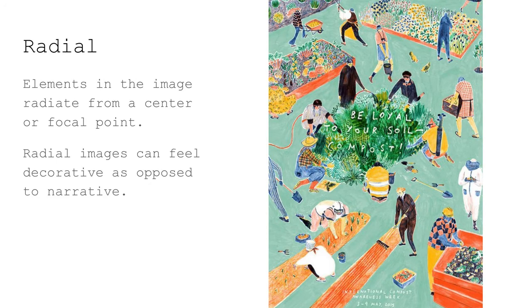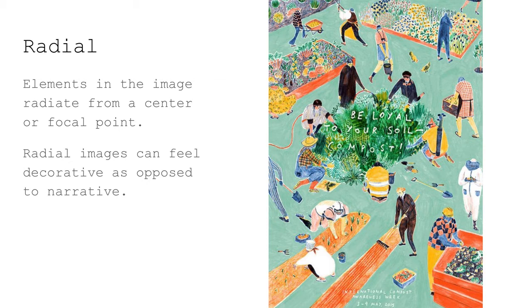Next, we have radial composition. And this is when elements in the image radiate from a center or focal point. So radial meaning like a circle. The different elements of the image circle around the main center point.